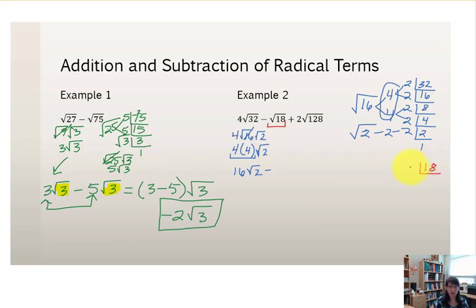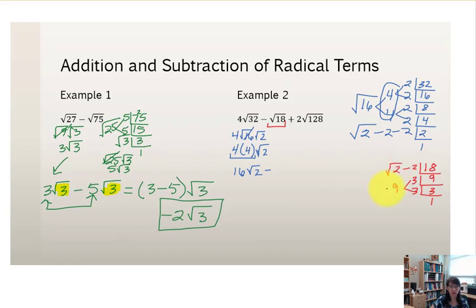18 is even, so I'll divide by 2. That leaves 9. Divide by 3, that leaves 3. Divide by 3 again, that leaves 1. So we have 2 by itself and a pair of 3's that would make 9.